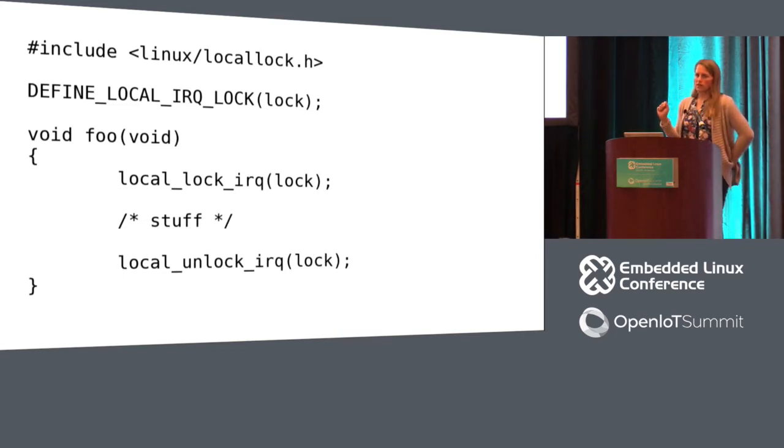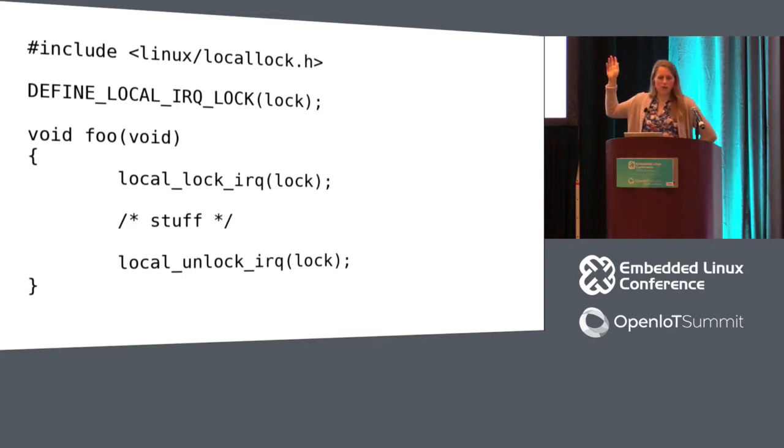This is what local locks look like currently in the RT patch. Now I should make this clear: this is a feature in the RT patch currently that in the next few months will be proposed for mainline inclusion. But here's what the API looks like. You use this define local IRQ lock declarator macro. And then within your function, you can replace local IRQ disable and local IRQ enable with these local lock IRQ and local unlock IRQ. And if you don't build on RT, these will end up redirecting to local IRQ disable.